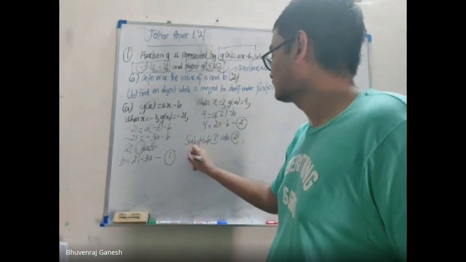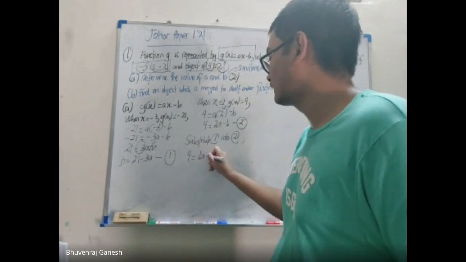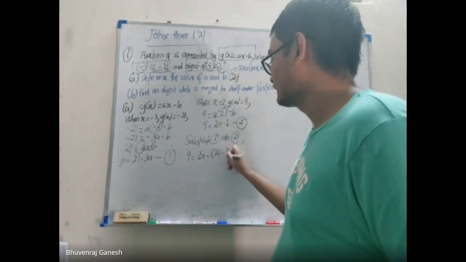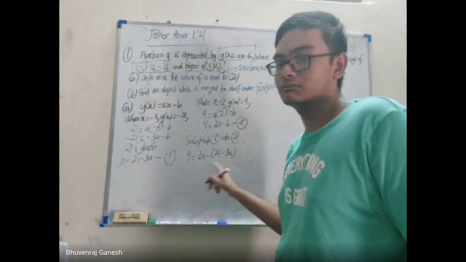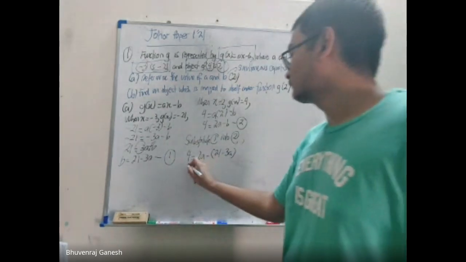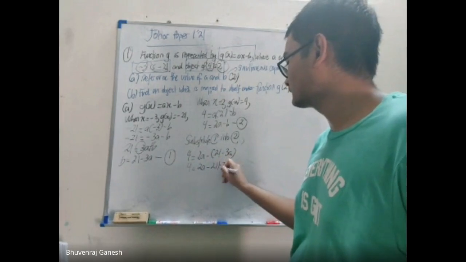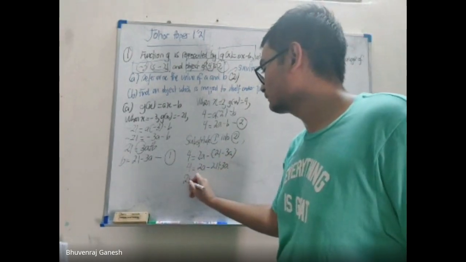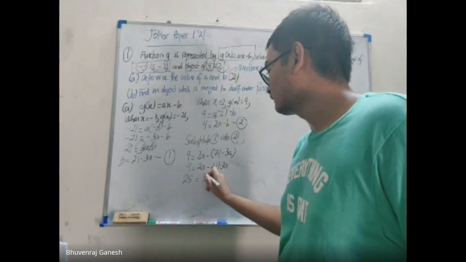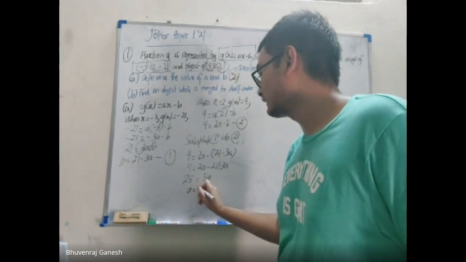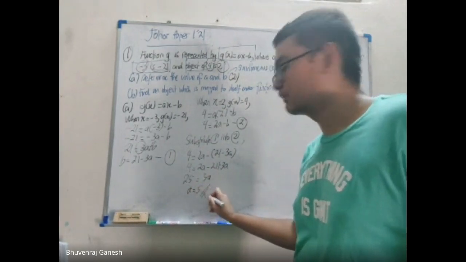So what I will get is 4 equals 2a minus, make sure to bracket because negative and negative is positive here. So 4 is equal to 2a minus 21 plus 3a. So you shift 21 to the other side, 25 equals 5a. So your a is 5, see? You already found one unknown already.